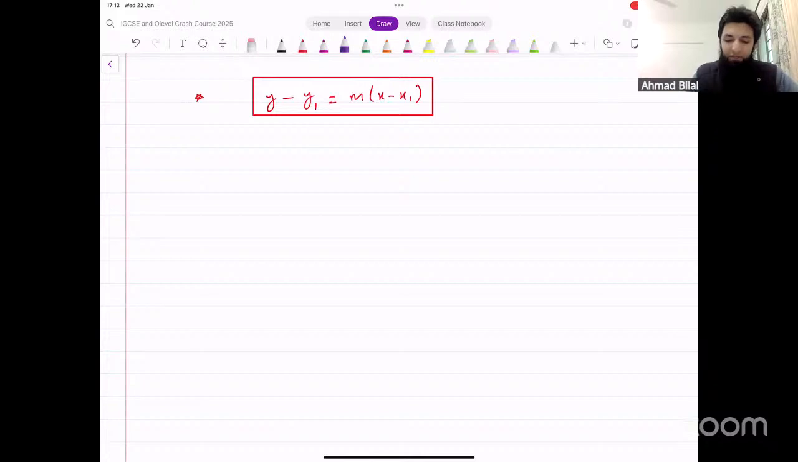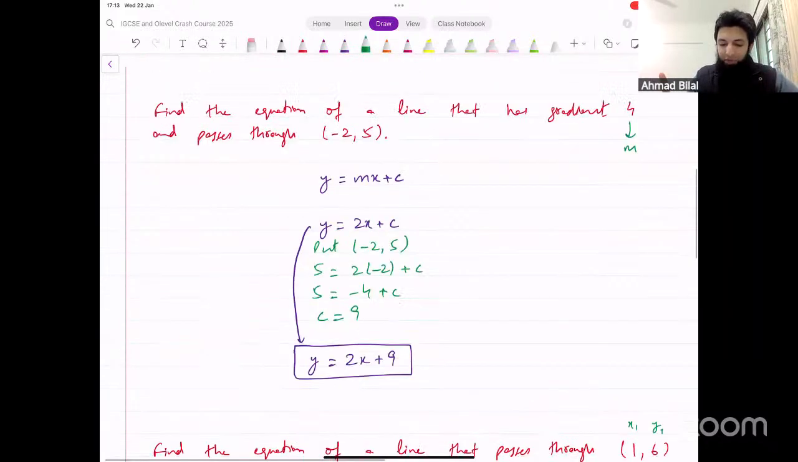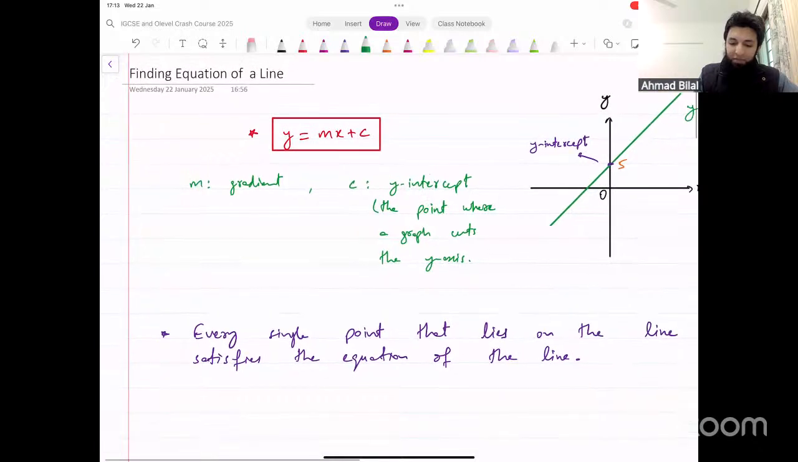How does this form work? In the previous form, we had y equals mx plus c. m stood for the gradient, and c was the y-intercept, right? So if we had the gradient and the y-intercept, we could write down the equation of the line.